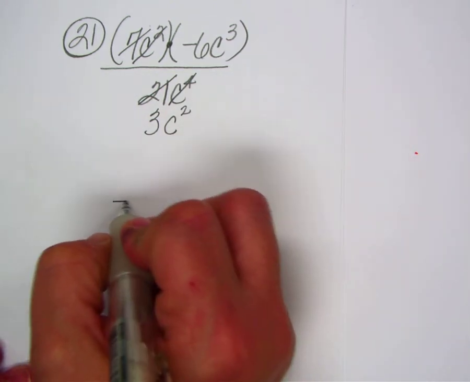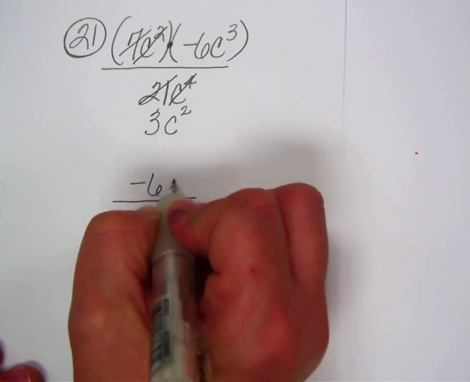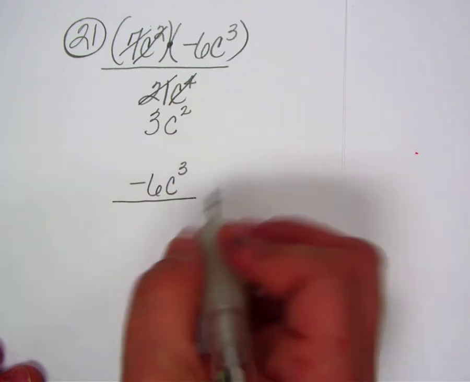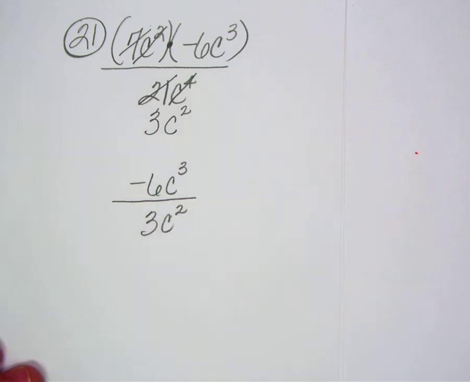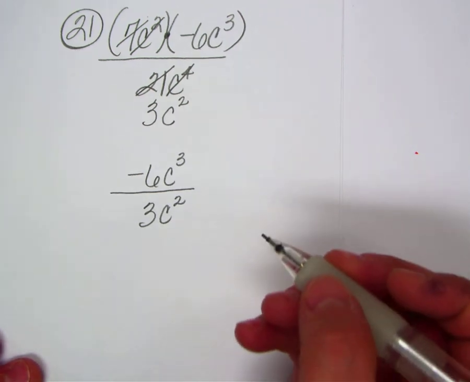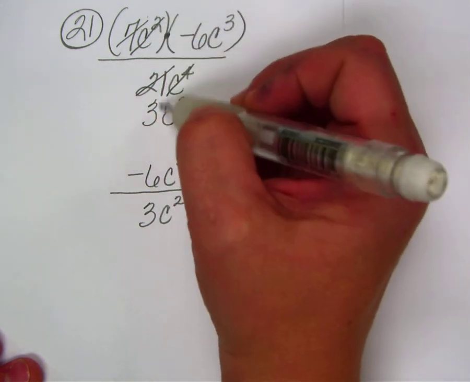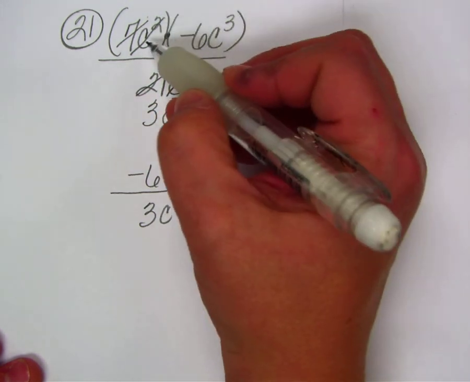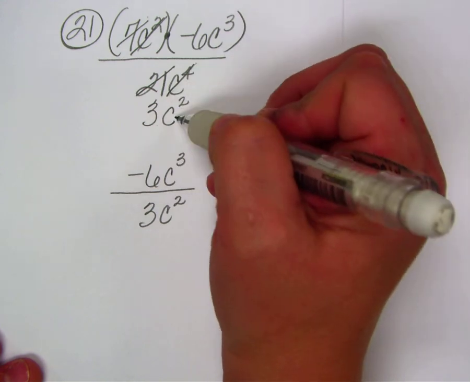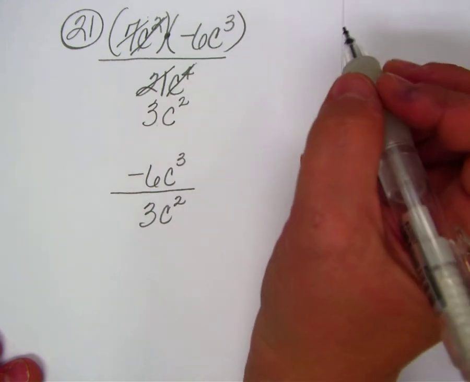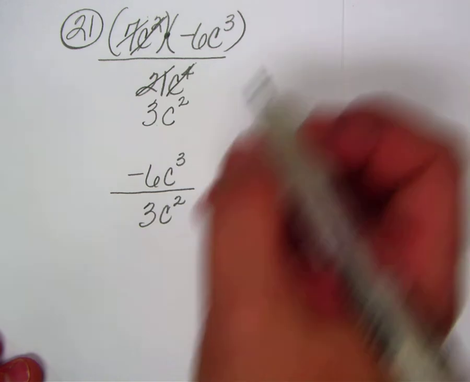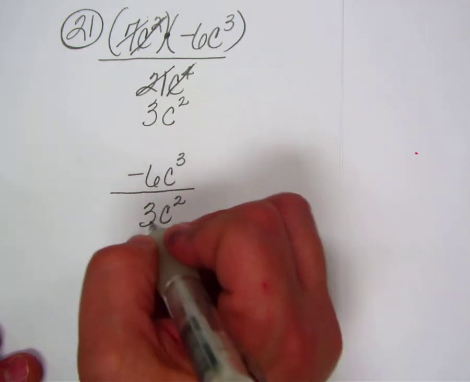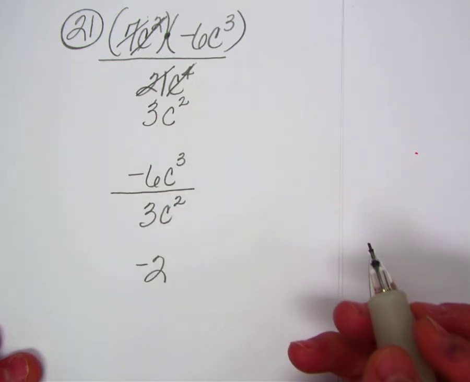All right. So in the numerator, then I'm left with negative 6c cubed. In the denominator, I'm left with 3c squared. Can I simplify that anymore? Where'd you get 3c squared? 7 will go into 21 3 times. And then c squared and c to the 4th is c squared. How do I not have negative 2? Yeah, negative 6 divided by 3 is negative 2.